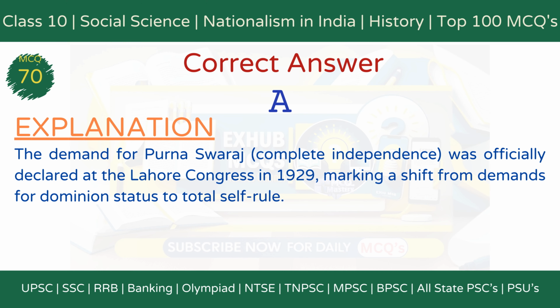The correct answer is option A. It called for complete independence from British rule. Explanation. The demand for Purna Swaraj, complete independence, was officially declared at the Lahore Congress in 1929, marking a shift from demands for dominion status to total self-rule.